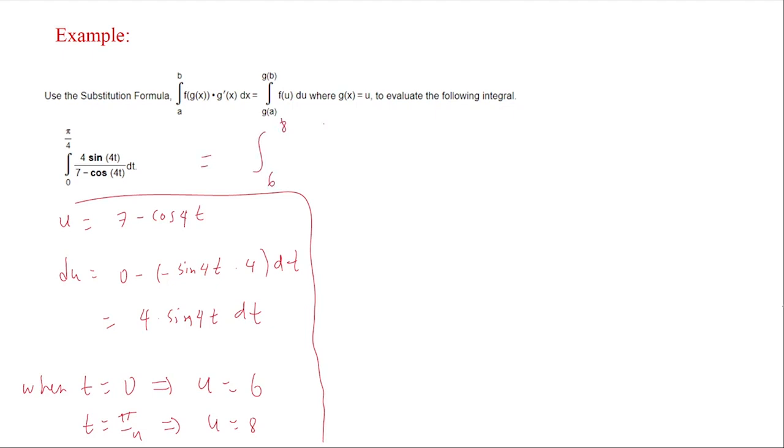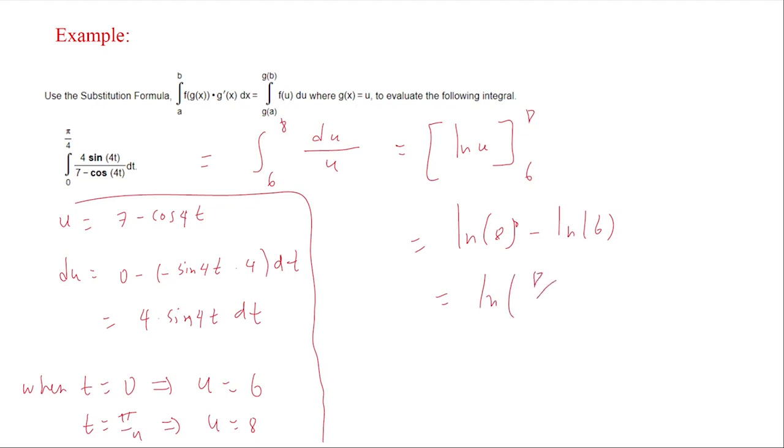On the top part I can write just du, on the bottom part it's just u. So the integration of 1 over u is ln of the absolute value of u, but this u is positive, so we don't have to use the absolute value. And now by using the fundamental theorem, this is ln of 8 minus ln of 6, and if I use the property of the ln function, it's ln of 8 over 6, so eventually it's ln of 4 over 3. So that's the exact answer.